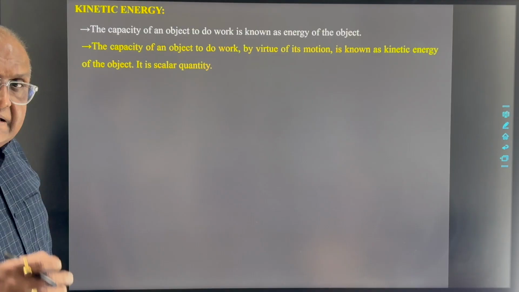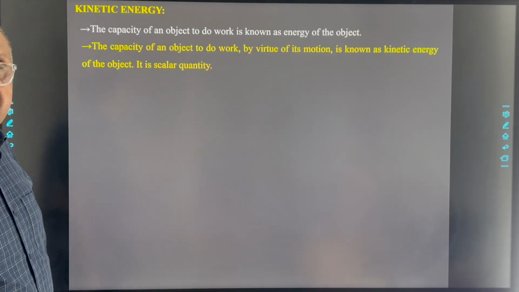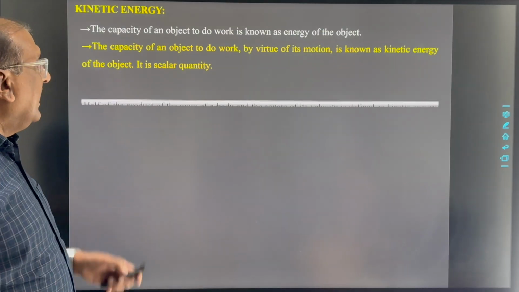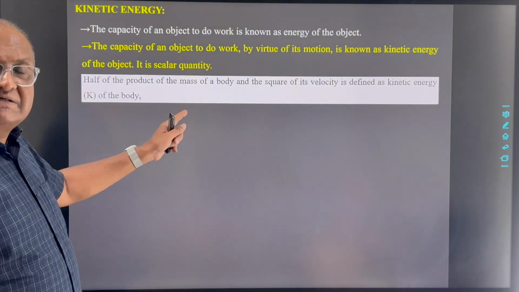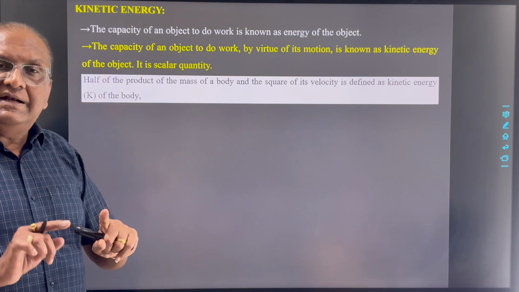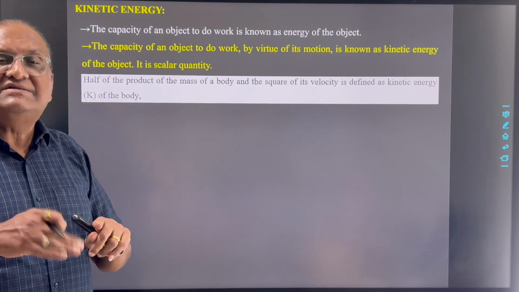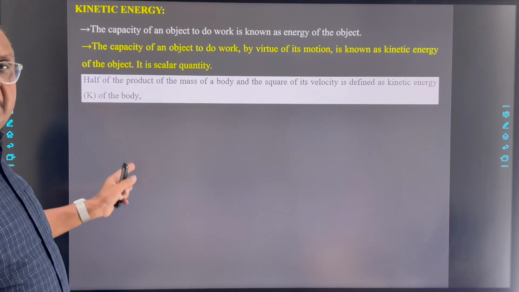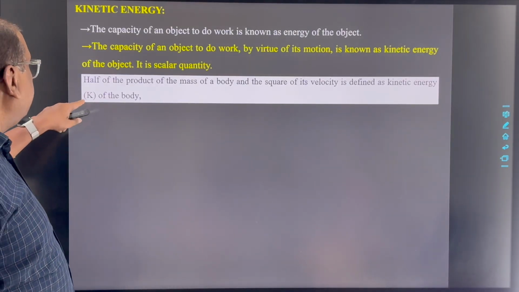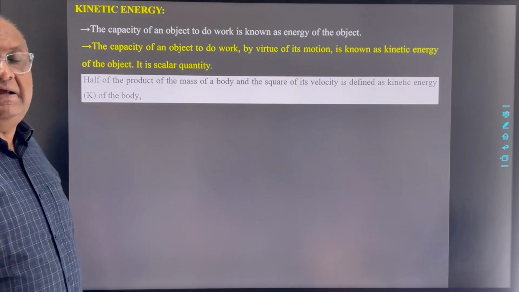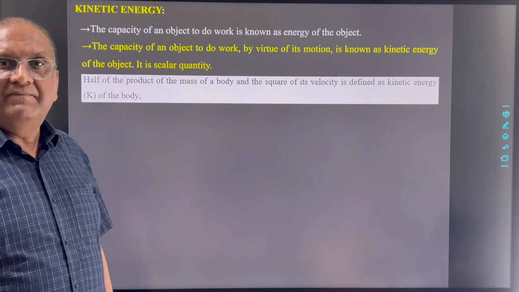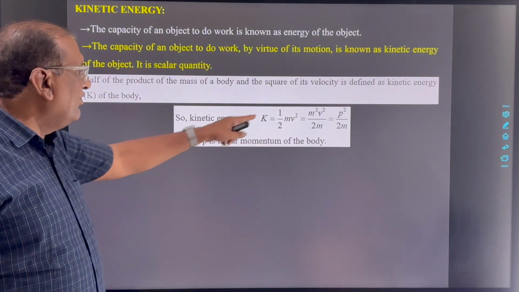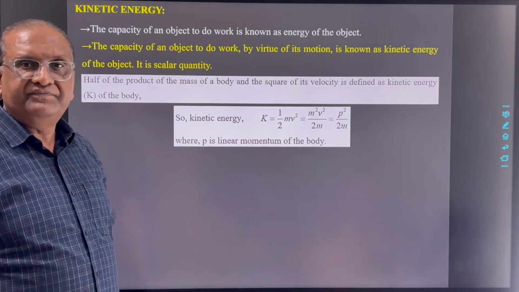Now, how is kinetic energy defined? The definition of kinetic energy is given like this: half of the product of the mass of the object and the square of its velocity is known as kinetic energy. It is denoted by capital K. So we can write kinetic energy K equal to half mv square.